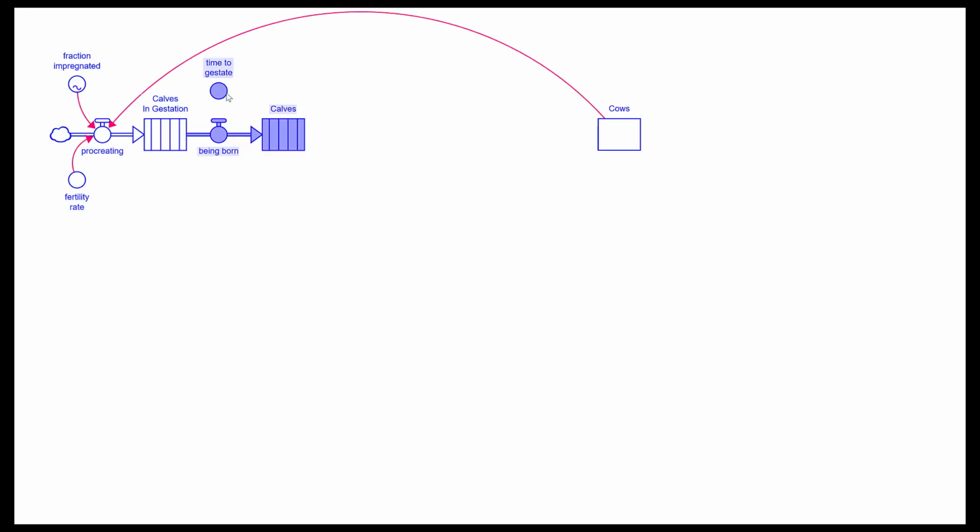After however much time it takes for a calf to be born, it's born, and we have calves. Some of these calves will die, unfortunately, and some of them will survive, and we will wean them after a while. Notice I've used conveyors here, by the way. These are fixed lengths of time that it's in gestation and fixed length of time that it takes to wean them. We can put distributions in these times if we like to, but there aren't in this one.